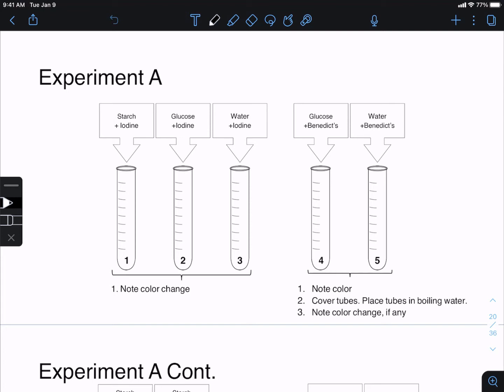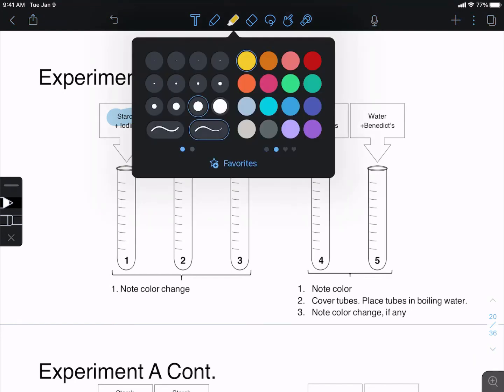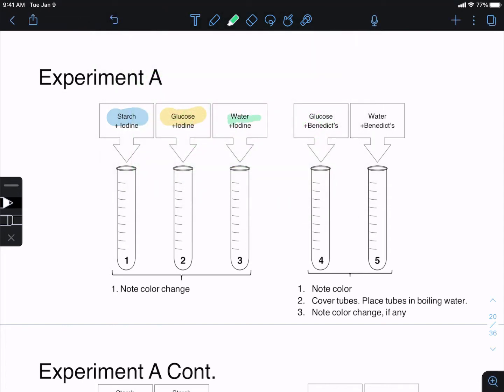The first 3 tubes you're going to set up: you're going to put starch into one tube, glucose into the other tube, and water into the 3rd tube. There's nothing specific about these colors; I'm not really color coding. And then in each of these you're going to put iodine.